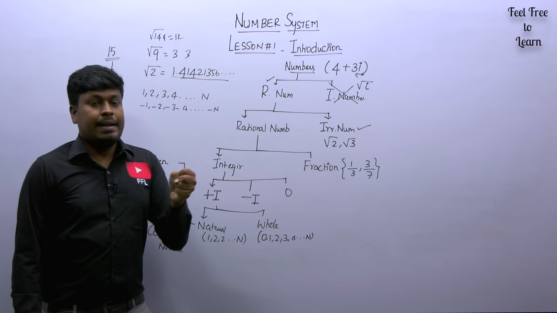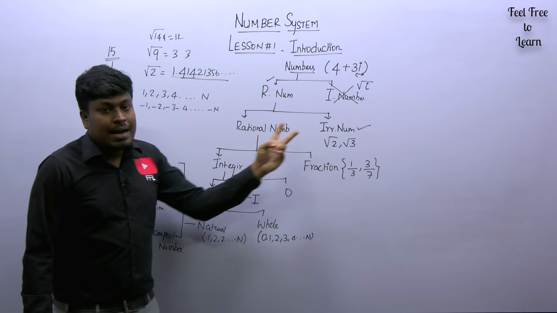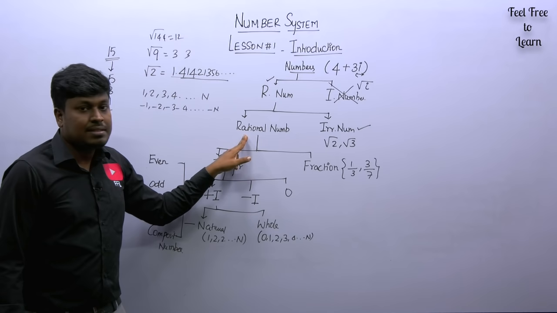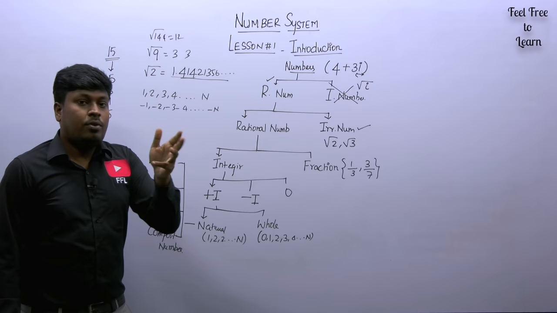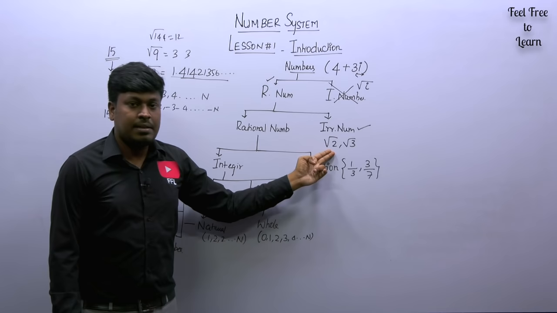Second, real numbers are categorized into two parts: rational numbers and irrational numbers. I have told you the difference. A number that does not end is called an irrational number. Example, the square root of 2. If you find its value, it is 1.414213356, and it goes on. Those are called irrational numbers. A rational number is like a normal number: root of 9, 3, 4, 5, etc.